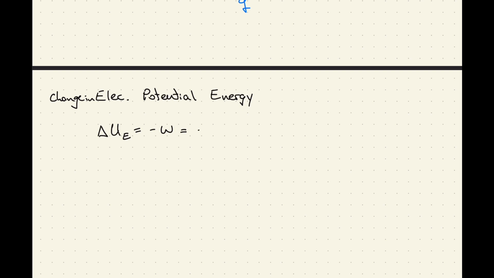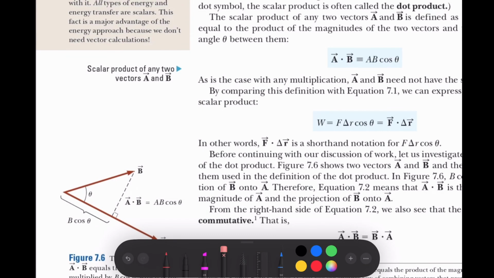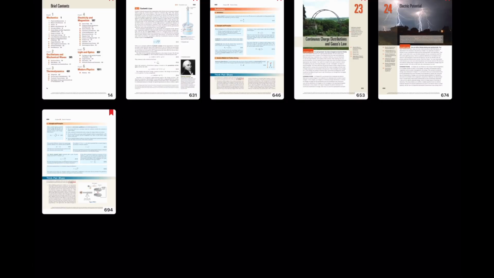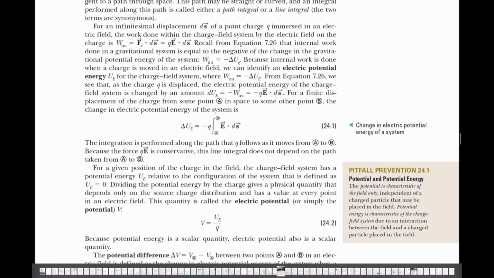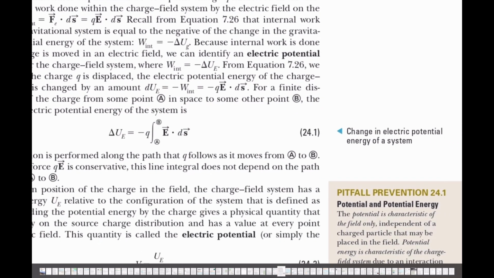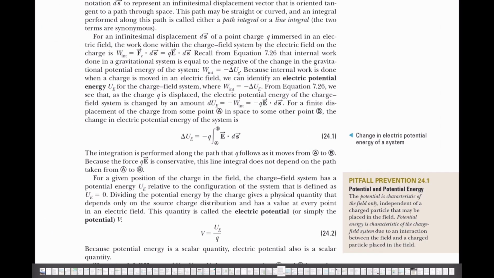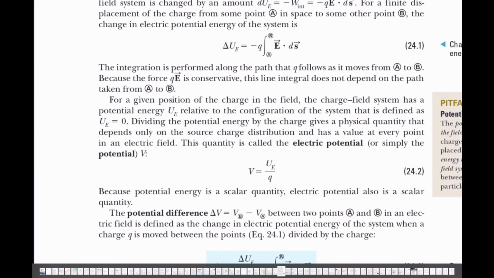As I showed you in the derivation that we did here, sometimes you have these bounds A and B. For now, we will leave them blank because it doesn't matter too much. You can leave it general like this. We have this equation here. And if I pull up the textbook and go to chapter 24, this is the first equation that they show us: change in electric potential energy of a system. So let's take a look at what they do after here.